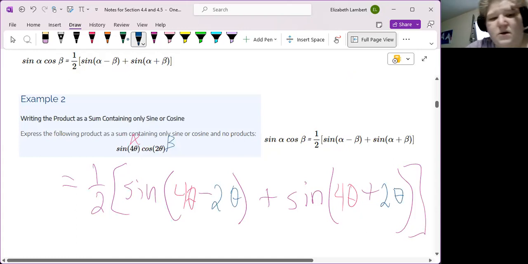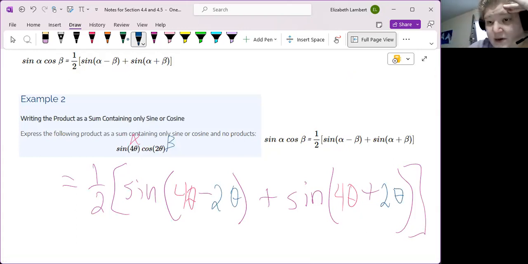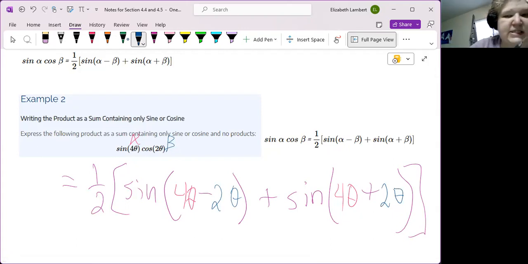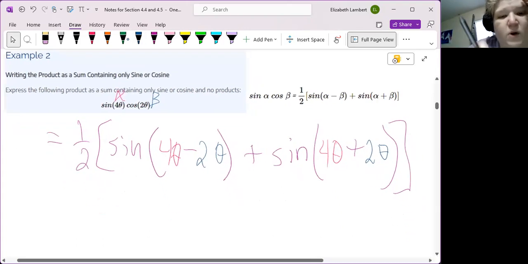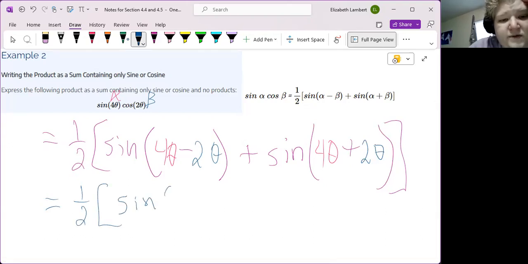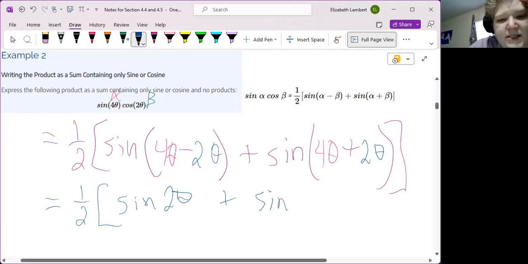Right? So just to be very clear, if you're not comfortable plugging in as you write it out, you can even write it in with the alpha and beta, then say, okay, alpha is my first angle, 4 theta, erase the alphas, write 4 thetas. Then beta is 2 theta, erase the betas, write in the 2 thetas, or whatever it's wanting you to do. So now we have 1/2 sine of 2 theta plus sine of 6 theta.